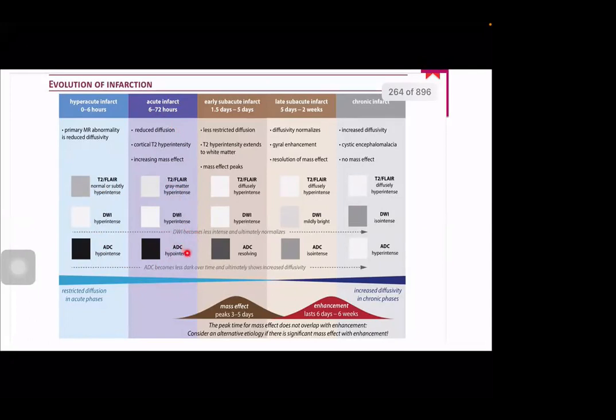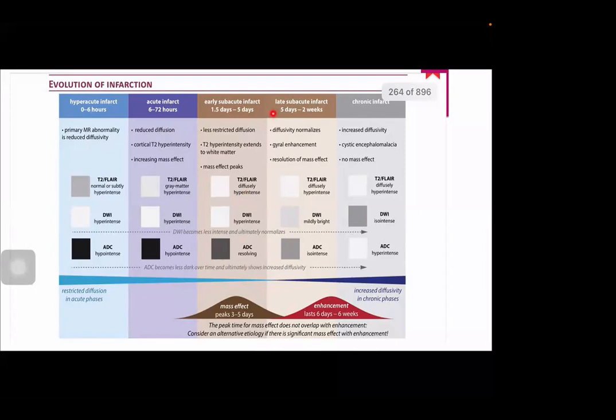In the early subacute infarctions, there will be starting of the blood flow to the affected brain by the collaterals. So there will be less restricted diffusion. But the mass effect peaks here, at approximately 3 to 5 days. The T2 and FLAIR are diffusely hyperintense, DWI is hyperintense, and ADC is starting to resolve.